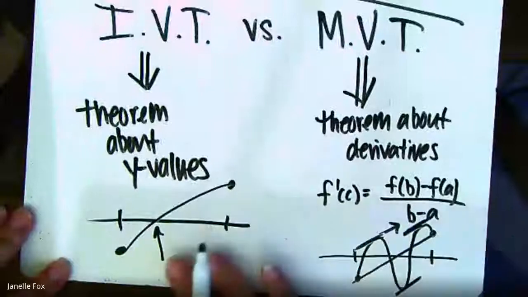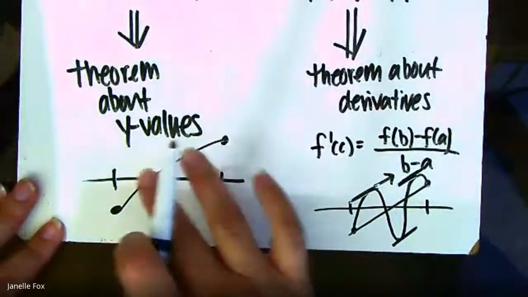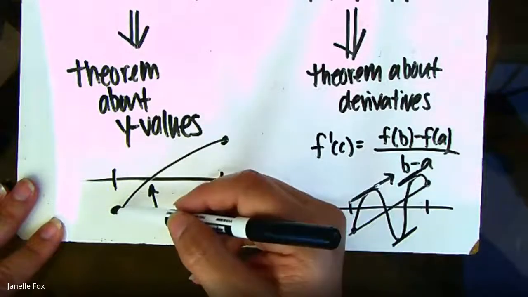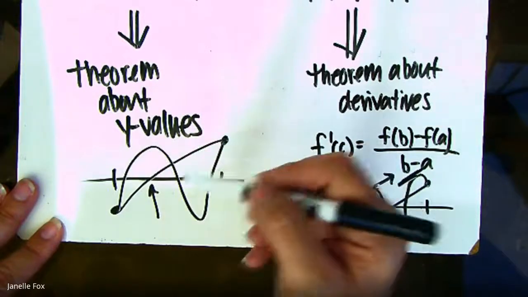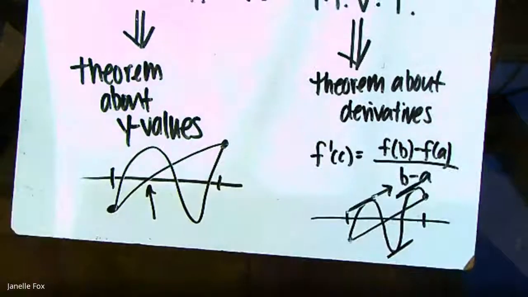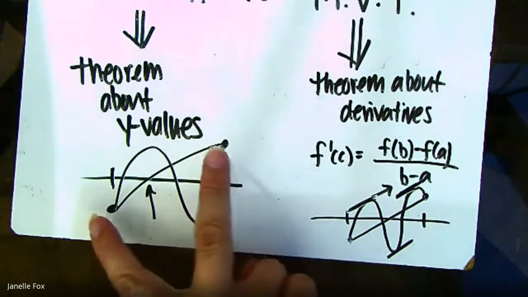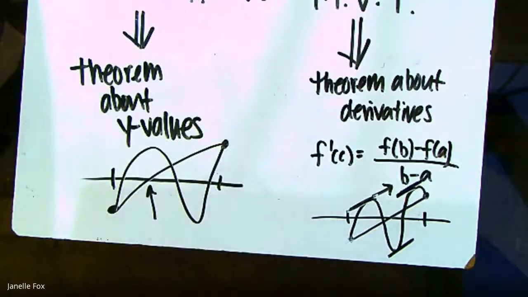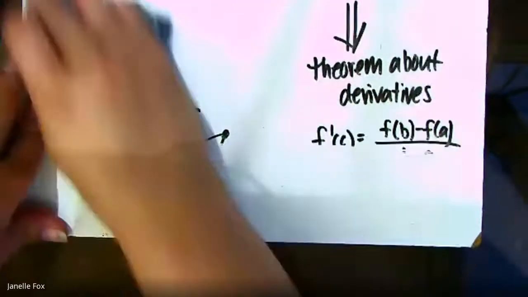And the same thing goes for this one. The function could cross this axis multiple times, like it could have looked like this or something, but you know that there's at least one time where it will hit the y value, if that y value is in between these two y values. So let's do an example of each of these just super quick, so you guys can see how this works.